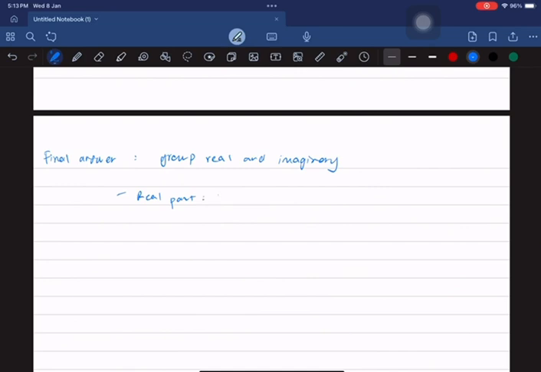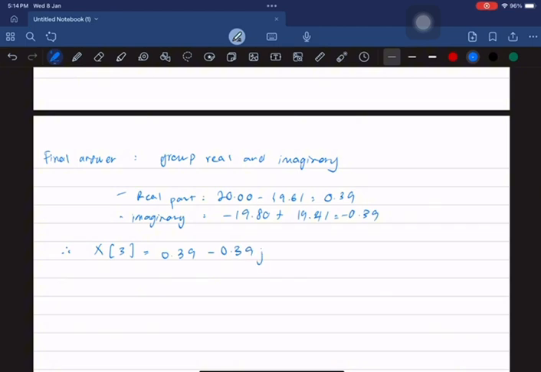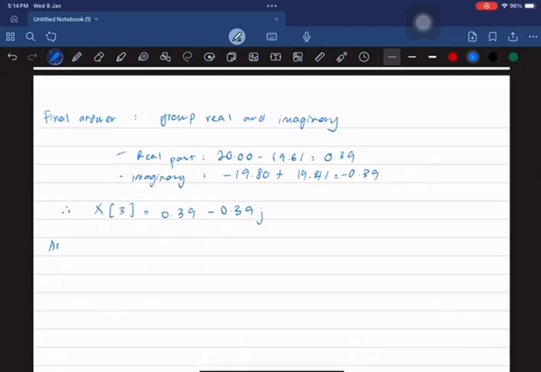So the real part is 20.00 minus 90.61 equal to 0.39. So the imaginary part equals negative 90.80 plus 90.41, negative 0.39. Thus, the final answer is x3 equals 0.39 minus 0.39j. So this is the final answer for question 1c.